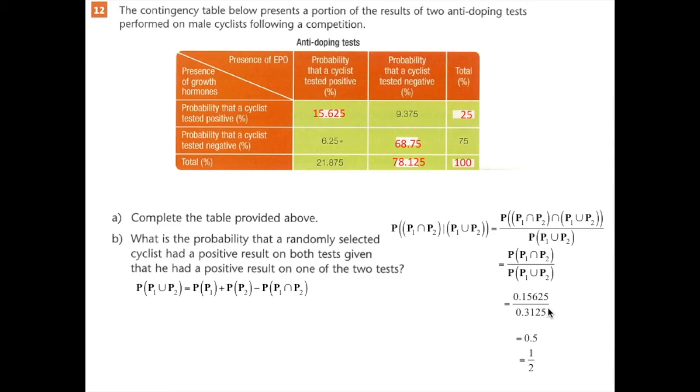All right, we could also figure this out by saying that the probability of P1 union P2 is equal to the probability of P1 added to the probability of P2, take away the probability of the intersection of P1 and P2. And remember, this is the intersection of P1 and P2. The probability that you tested positive on number one is 0.25. The probability that you tested positive on the other one is 21.875, or 0.21875 as a decimal. Take away the intersection, take away 0.15625. And what does that equal? The 0.3125. And that is it for question number 12.